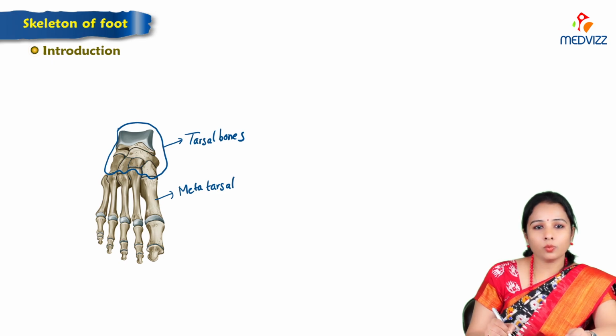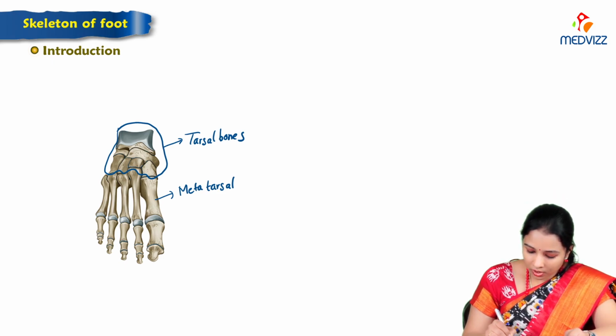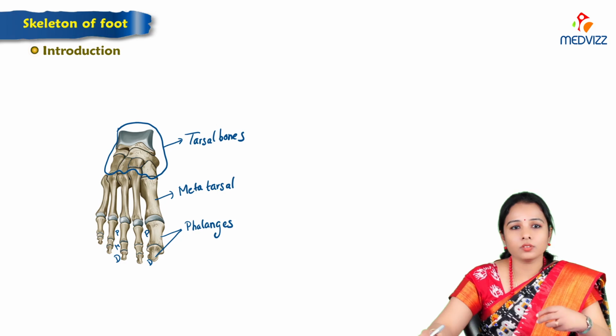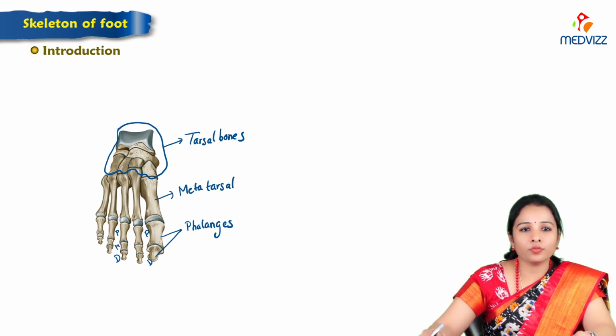And the bones which are present within the toes are called as phalanges. So for every toe there is a proximal phalanx, middle and distal. For great toe we have got proximal and distal phalanx. So these are the bones forming the skeleton of foot.